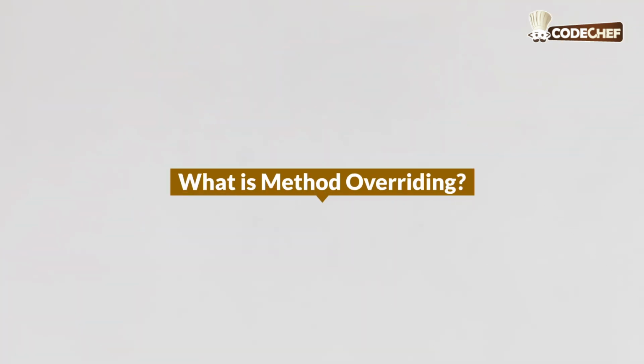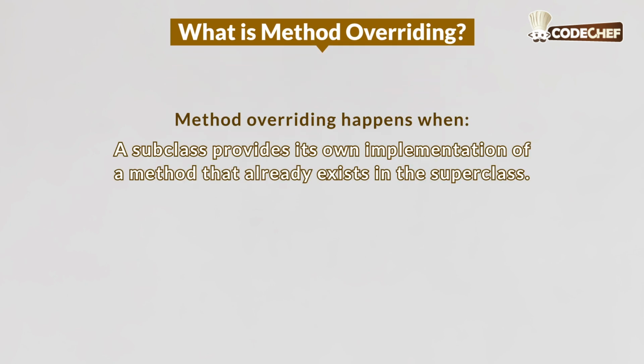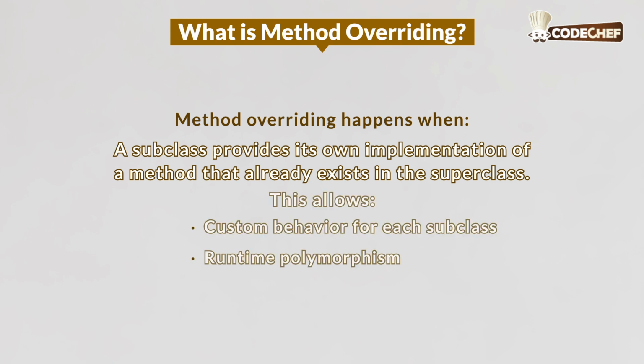Now let's talk about method overriding. What is method overriding? Method overriding happens when a subclass provides its own implementation of a method that already exists in the superclass. This allows custom behavior for each subclass and runtime polymorphism.